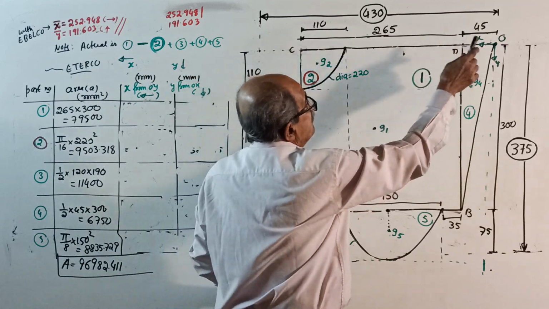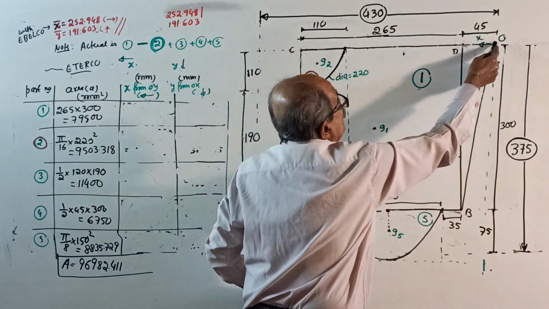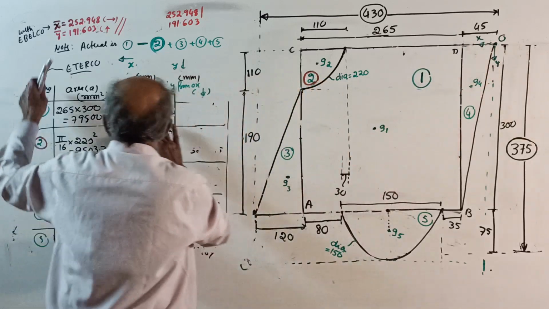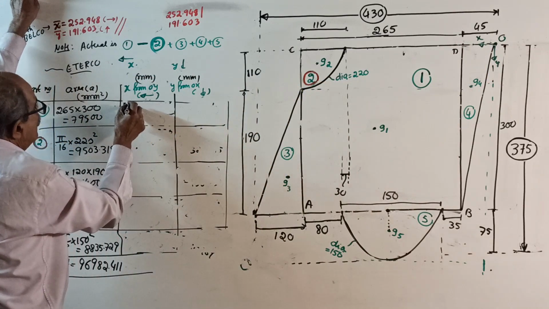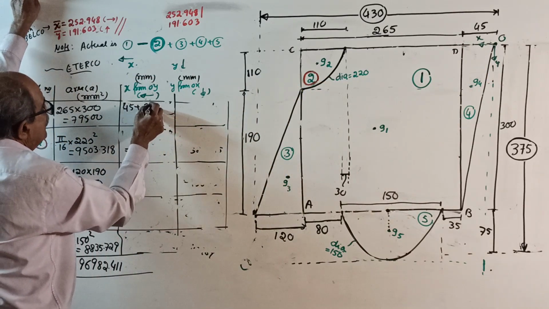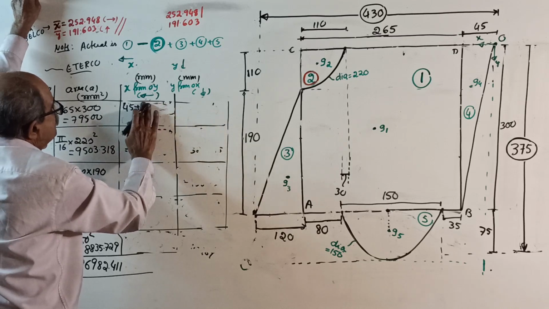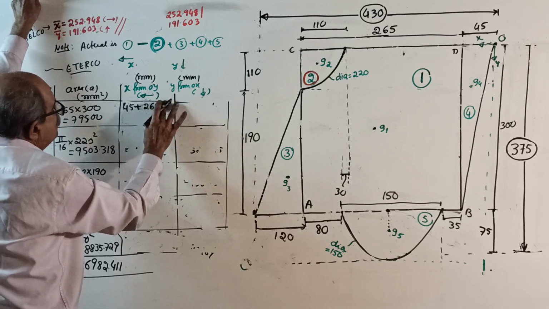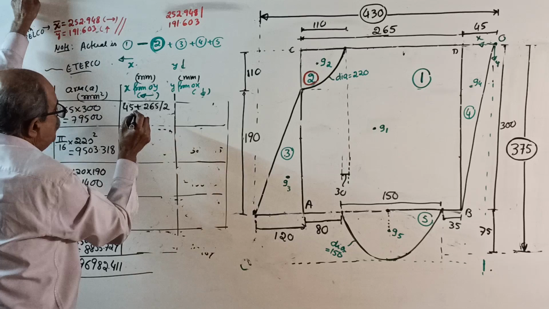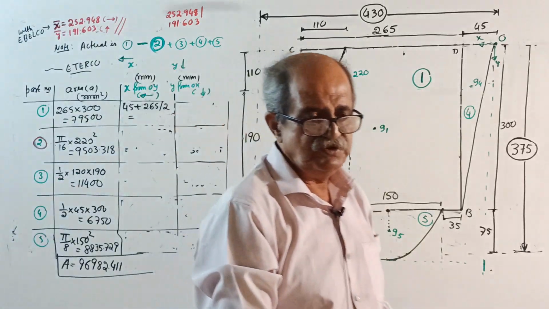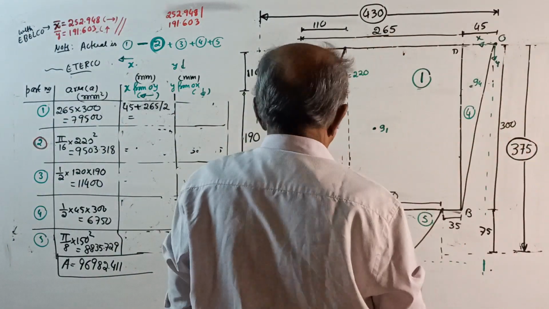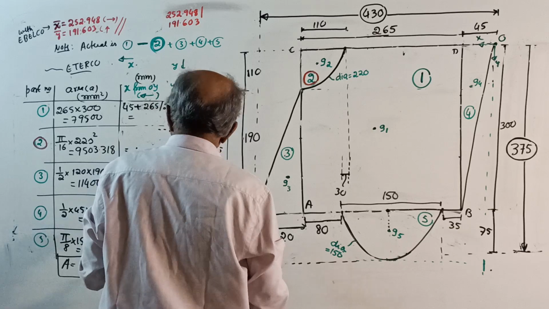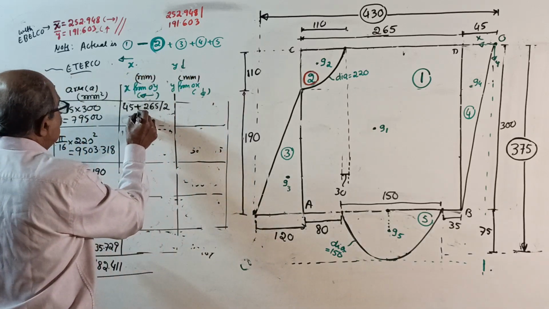G1 here. From here, X is 45 plus half of 265. 45 plus 265 by 2 equal to, I will check the answer. 45 plus 265 divided by 2 is 177.5.